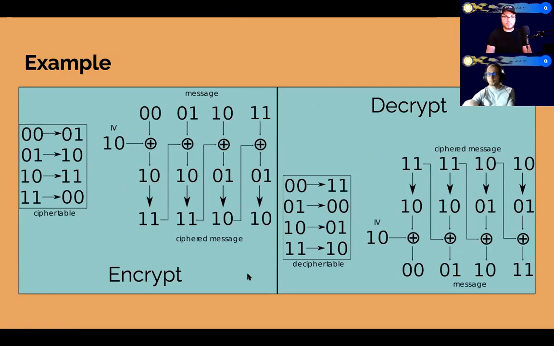Here's an example of how this works, and hopefully after I explain this, it should make a little more sense. If not, you can ask me questions and I'll try to answer them. Say this is your message: 00011011, 8 bits of information you want to send, but you can only send 2 bits at a time. So your block is 2 bits wide. This is your initial vector. It could be anything. In this case, it's a 10.